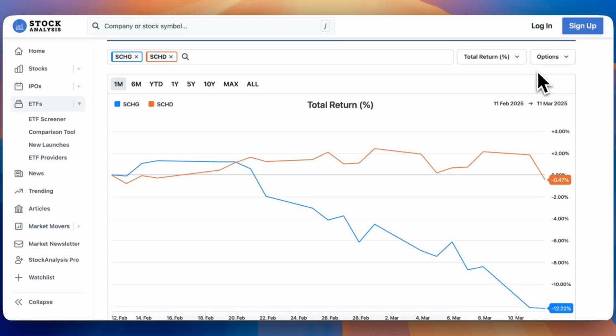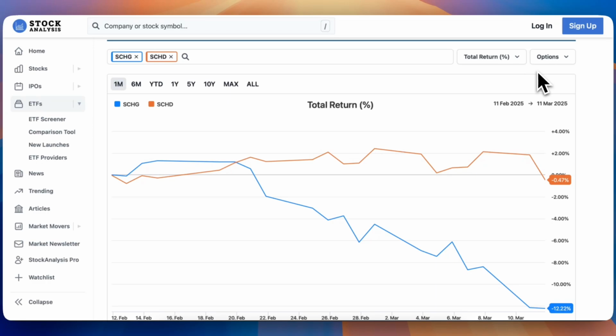Now, the total return isn't always the full picture. If we see the past month, SCHD has significantly outperformed SCHG. So we do also have to keep in mind that both of these ETFs have their purpose depending on the market conditions. A well-balanced portfolio includes both SCHG and SCHD, but the allocation should shift depending on market conditions.